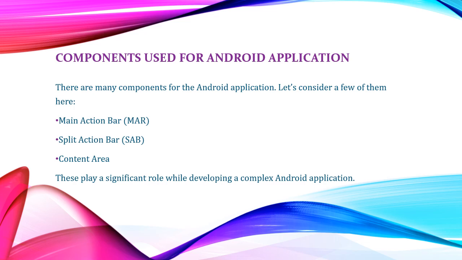So, the components which are used for the Android application. There are many components for the Android application. Let's consider a few of them here, which are the main action bar, split action bar, and content area. These play a significant role while developing a complex Android application.